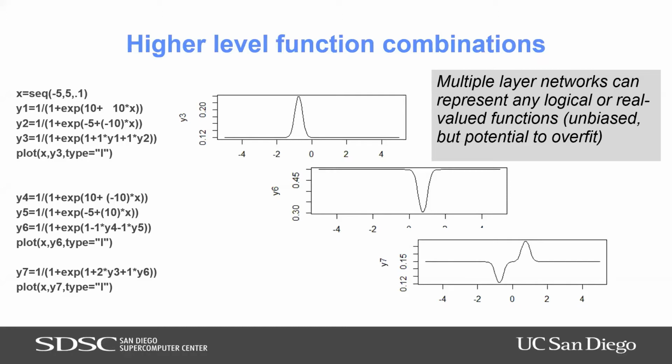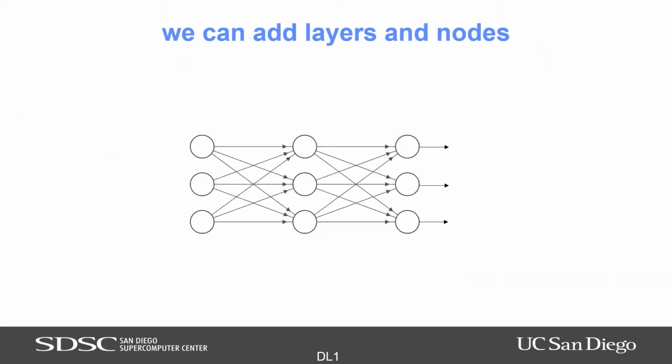So multi-layer networks in general can represent any logical or real valued functions. We sometimes call it unbiased because they have the ability to fit any function. But when you create functions, like a neural network that's nonlinear and unbiased, they also have a lot of potential to overfit. And as you might guess, there's also a lot of parameters to fit. So that's the upside of the neural network and the downside of the neural network in a nutshell.